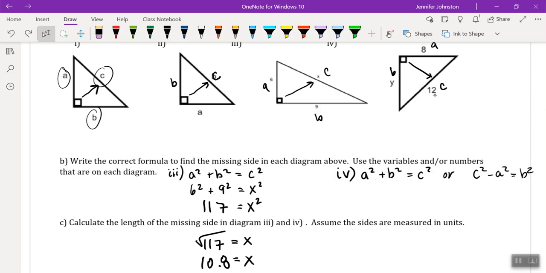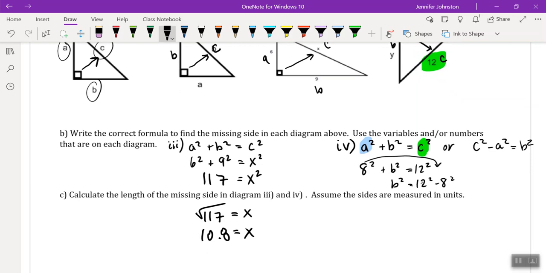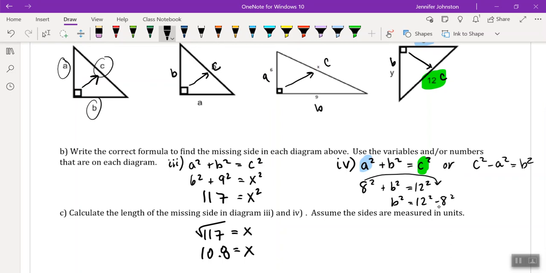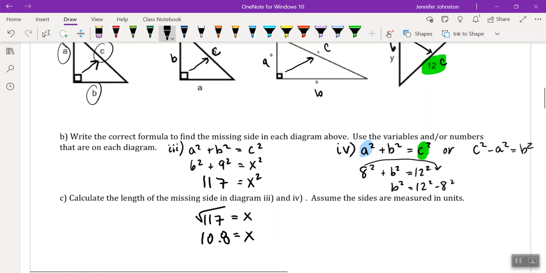So let's take these values. C is 12, so 12 needs to go in for C. That's the longest side. A is 8, so we're going to put 8 in for A. 8 goes here, plus B squared. We're going to jump that 8 squared over to the other side with a 12 squared. And there we go, we have the exact same formula here, except with numbers in it. And it's subtracted. So if you're looking for a smaller side, you subtract big minus small. If you're looking for the longest side, you add those two smaller sides squared.